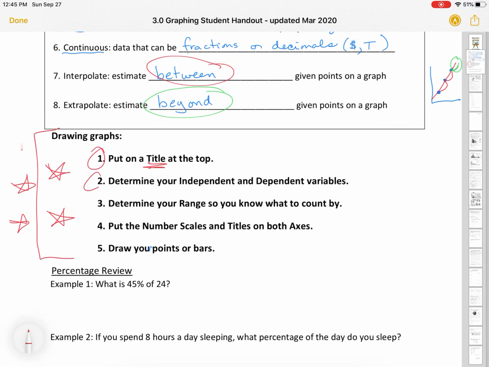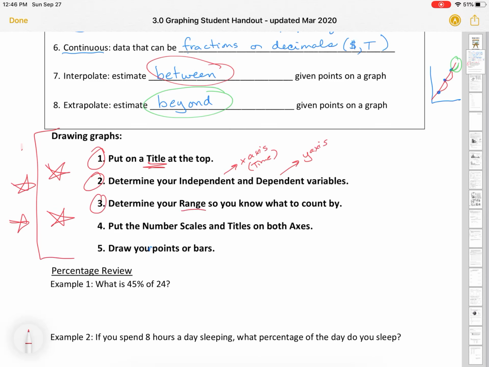Okay? Determine your independent variables. So determine which one depends on the other. And the independent is going to go on your x-axis, and the dependent is going to go on your y-axis. Big hint, if you ever have time, months, years, days, minutes, it will always be your independent variable because time cannot change. It's a constant measure, okay?